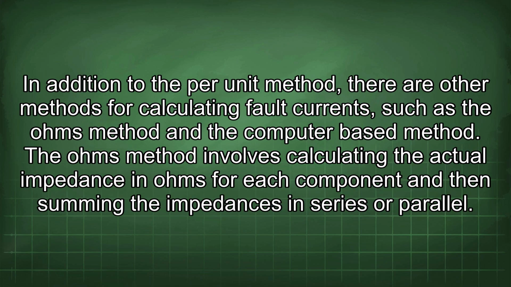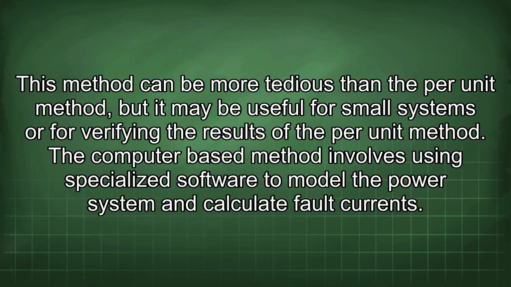In addition to the per unit method, there are other methods for calculating fault currents, such as the ohms method and the computer-based method. The ohms method involves calculating the actual impedance in ohms for each component and then summing the impedances in series or parallel. This method can be more tedious than the per unit method, but it may be useful for small systems or for verifying the results of the per unit method.